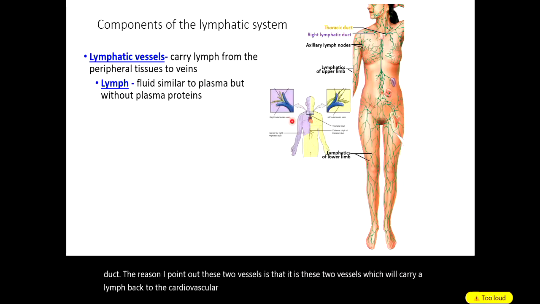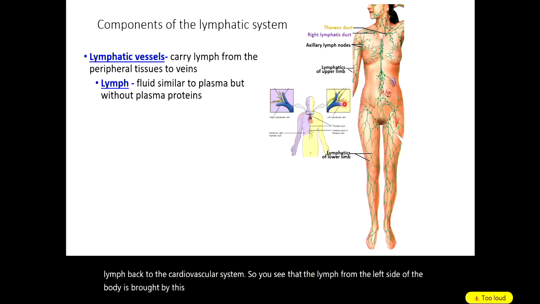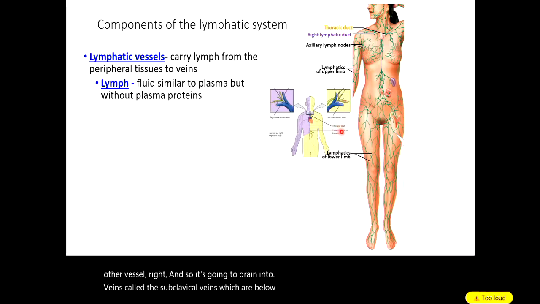You see that the lymph from the left side of the body is brought by one vessel, and the lymph from the right side of the body is brought by the other vessel, right? And it is going to drain into veins called the subclavian veins, which are below the clavicle. And from that, we move on to talking about the various primary and secondary lymphoid organs.